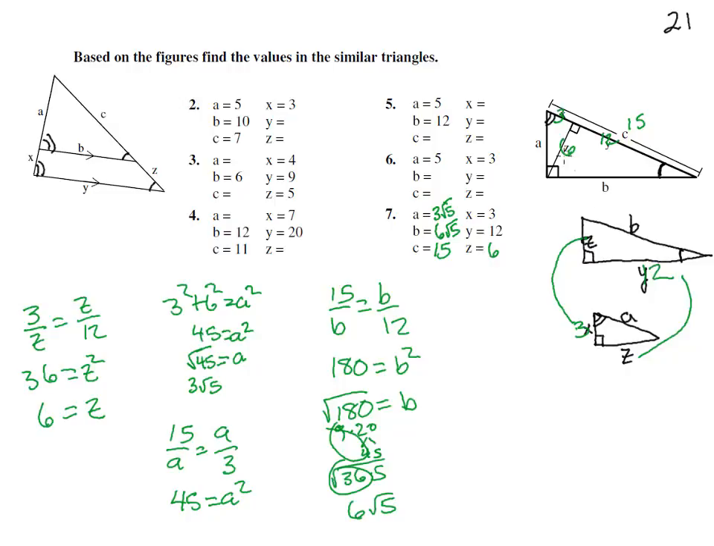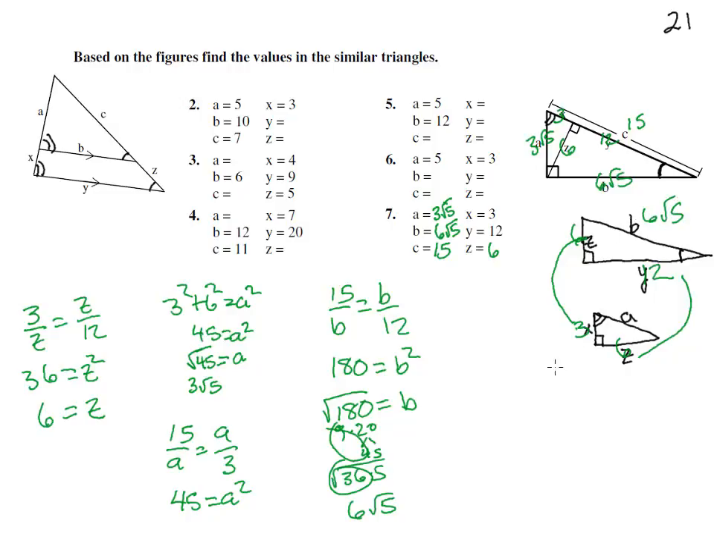And does that make sense if that's 3 square roots of 5 and that's 6 square roots of 5? It does indeed. Notice that z, when we got z, was 6 and y was 12. This ratio of short leg to long leg is 1 to 2. So I think that'll work. Yep, 1 to 2. b is going to be 6 square roots of 5.